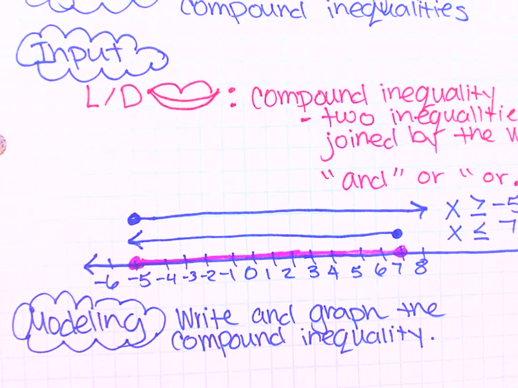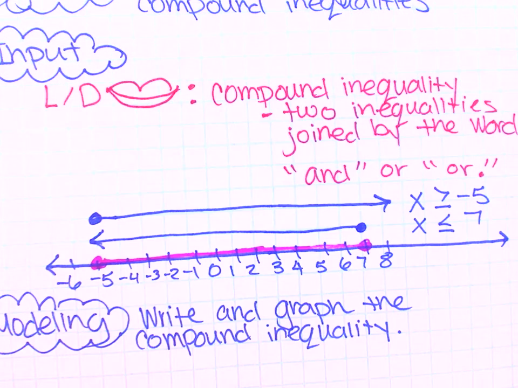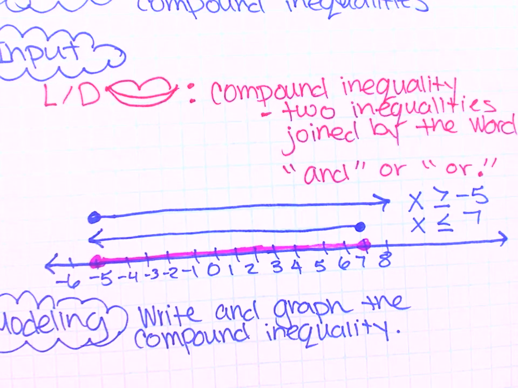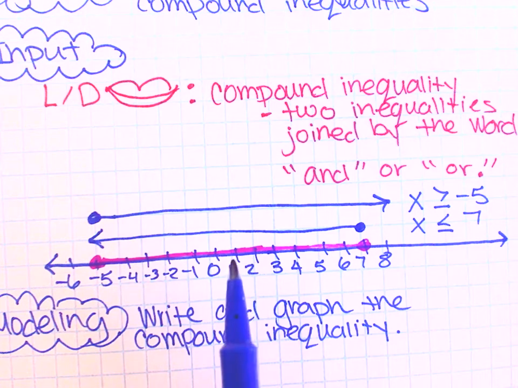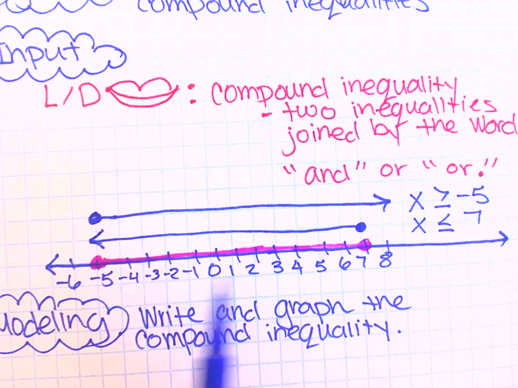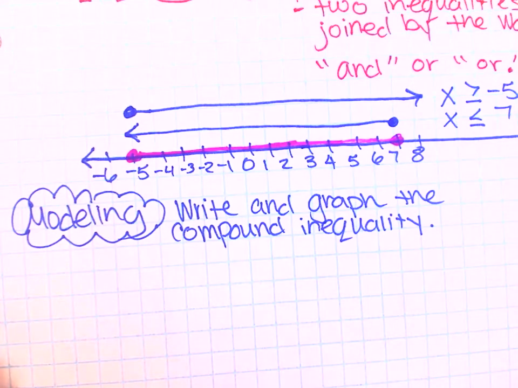Okay, so for input, the vocabulary word is compound inequality. Two inequalities joined by the word and or. So if they give you two separate inequalities, which are represented by these two lines, when you put them together on one graph, it'll look like this. So in modeling, we're going to write and graph the compound inequality.